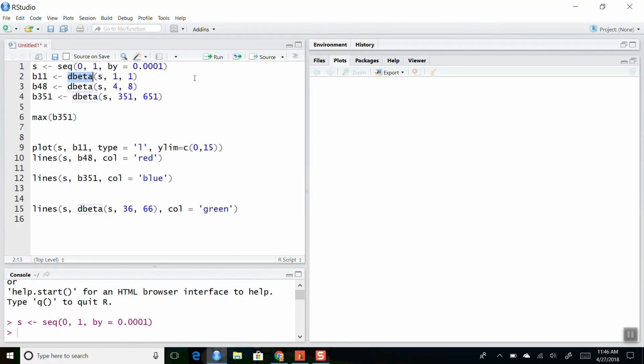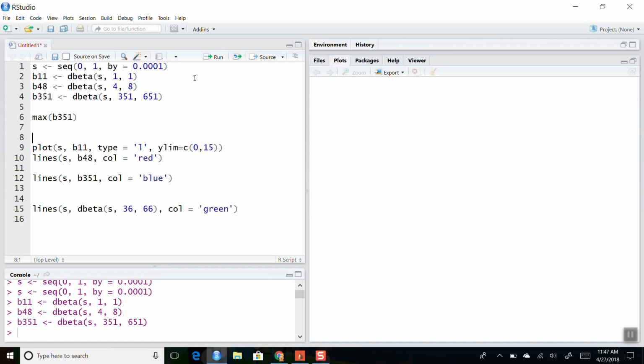I calculate the PDF of the beta for shape parameters 1 and 1, and I store that into B11, and then I look at B48, which has shape parameters 4 and 8, and then I throw in shape parameters 351 and 651. And so these are supposed to represent our prior, before we look at any observations. We just see one green and one red go in, and we're asked, what proportion is green in the bucket.